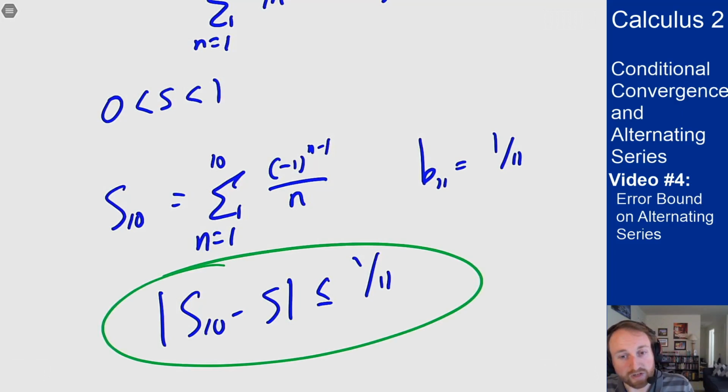You could answer another question like this if it said, how many terms do I need to be within 1,000th, or 0.001, of the limit? And the answer there is then 1,000 terms, because then my next term, 1 over 1,001, is less than the error bound that I want.